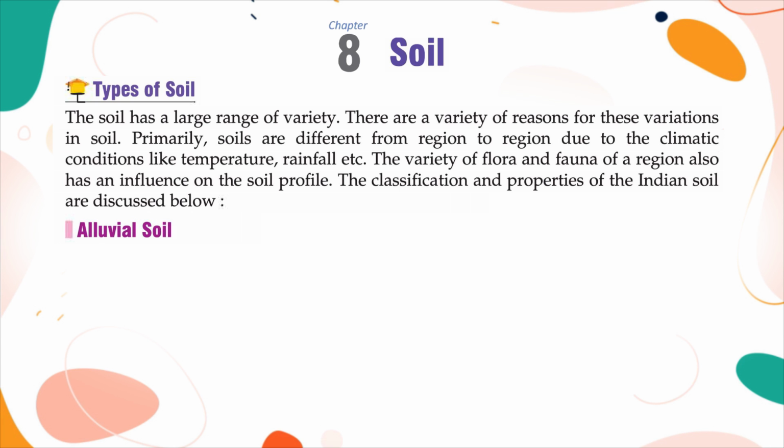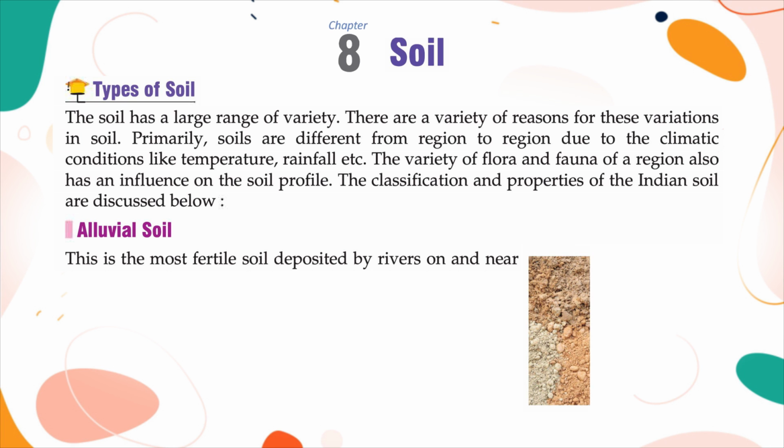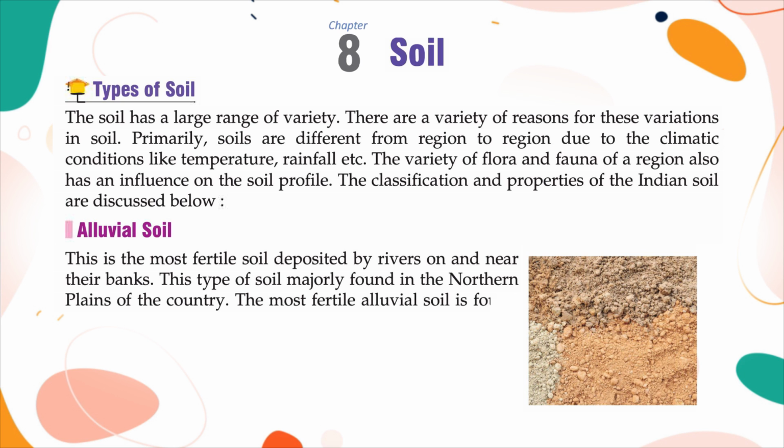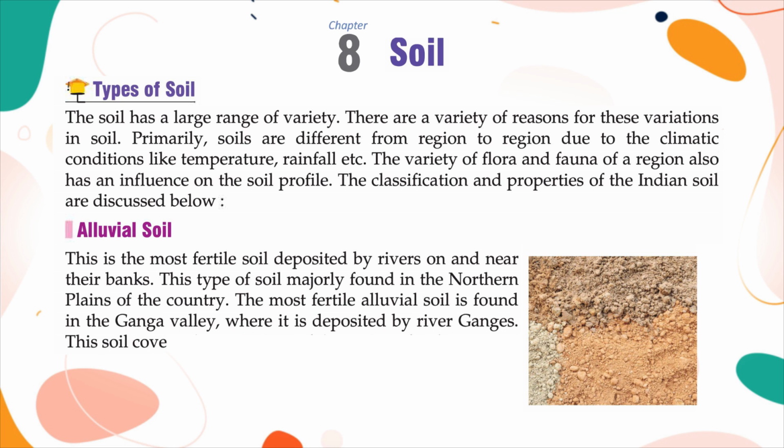Alluvial soil. This is the most fertile soil deposited by rivers on and near their banks. This type of soil is majorly found in the northern plains of the country. The most fertile alluvial soil is found in the Ganga Valley, where it is deposited by river Ganges. This soil covers almost 35 to 40% of the region of India.